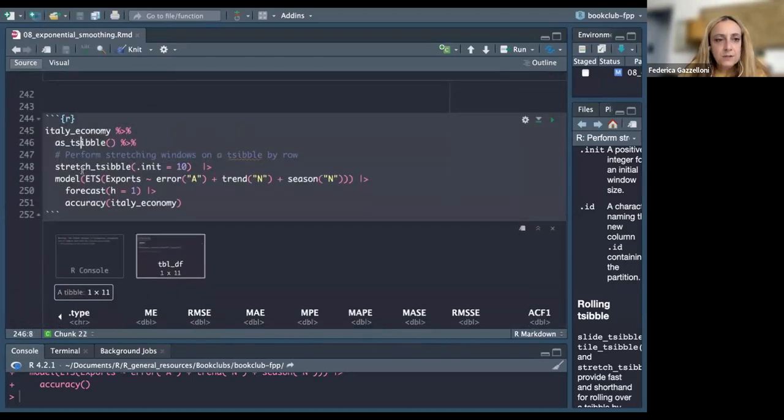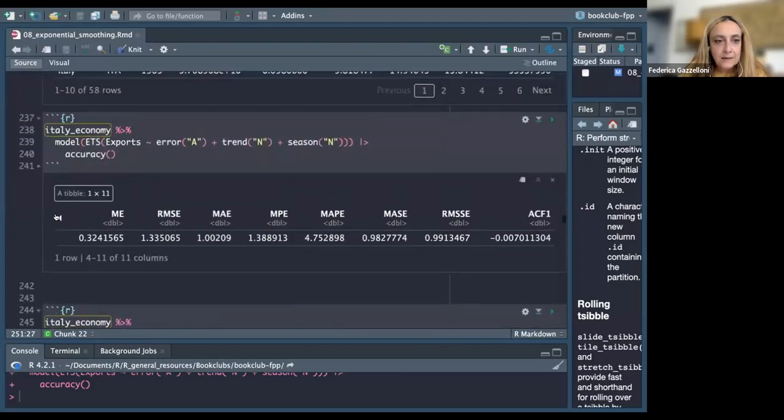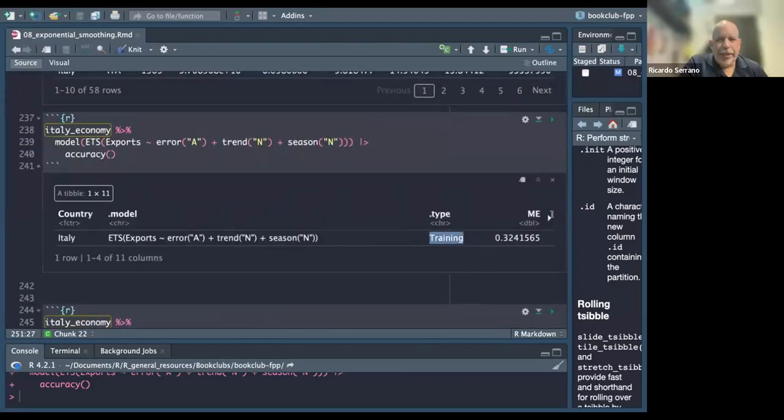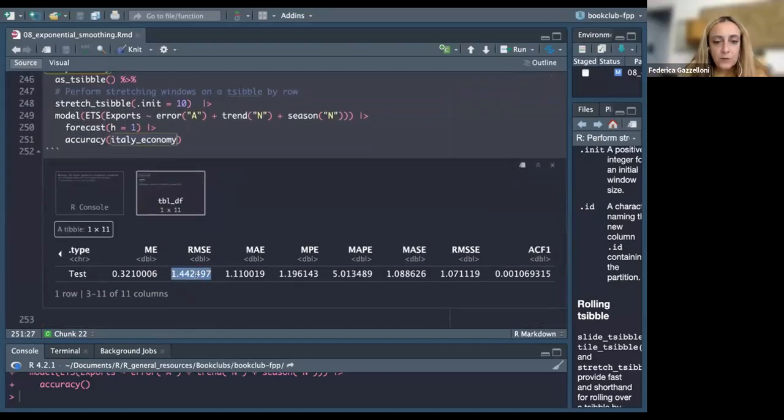If I use the stretch table to make sure that I don't have any gaps, and then run the model and do a forecast, and then the accuracy, I will need to add the data inside the accuracy function. I have the RMSE for the test set, while here it's just for the training, correct. Yep. And this one is 1.44.